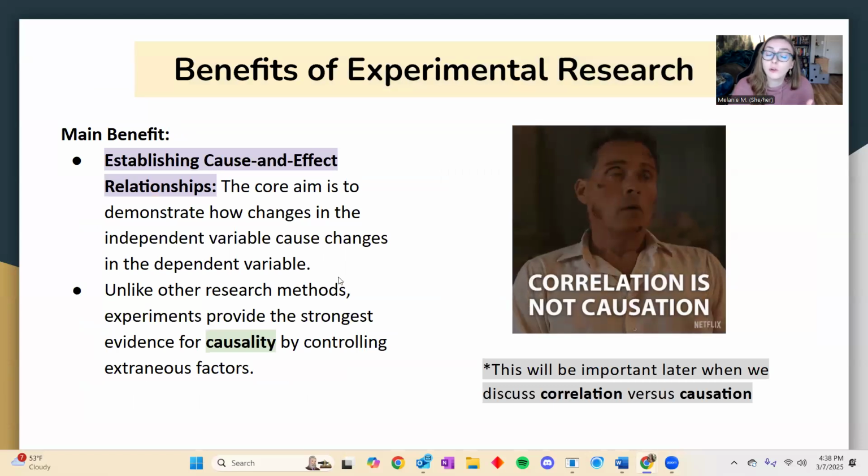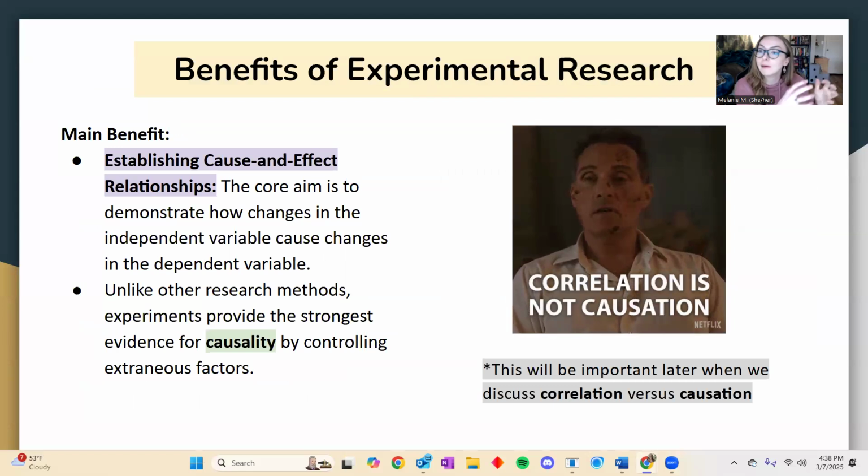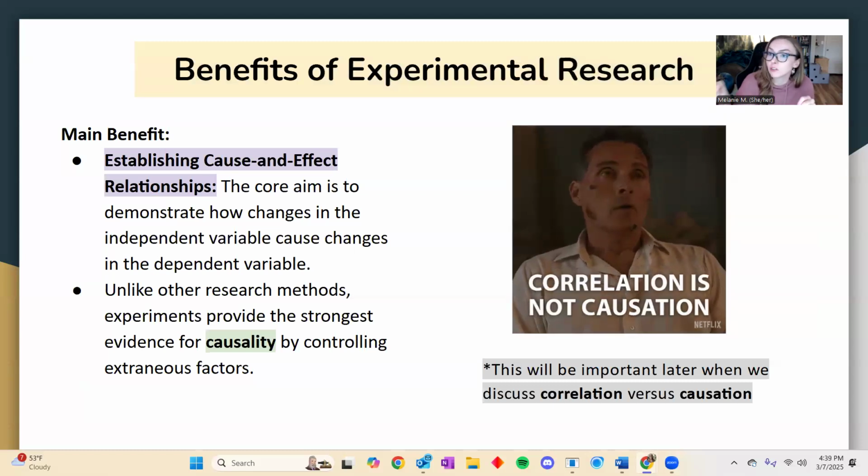The only way we know for sure that the independent variable is the thing that is changing the dependent variable is to keep everything else as similar as possible and only change that one variable. So we can say X causes Y. We can say this change or this variable, depending on all of its variations, impacts our outcome in a particular way. So causality. This is a really unique feature of experimental research.